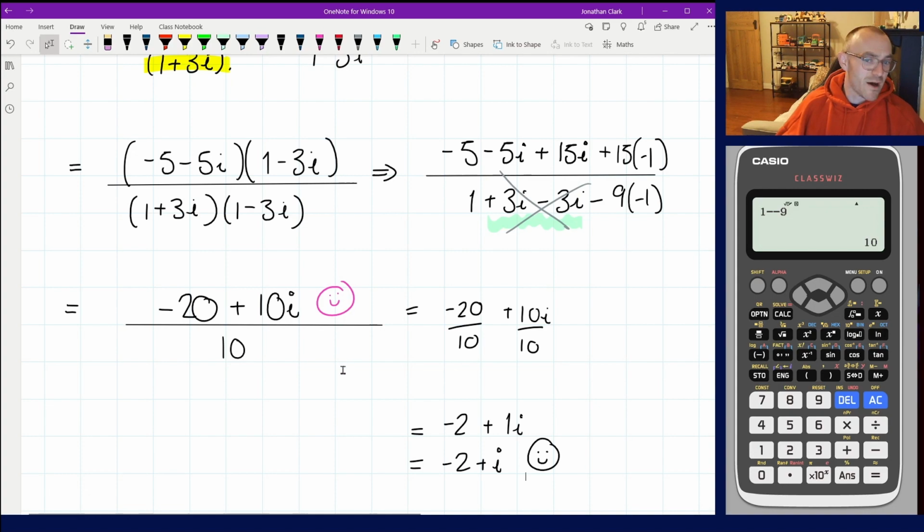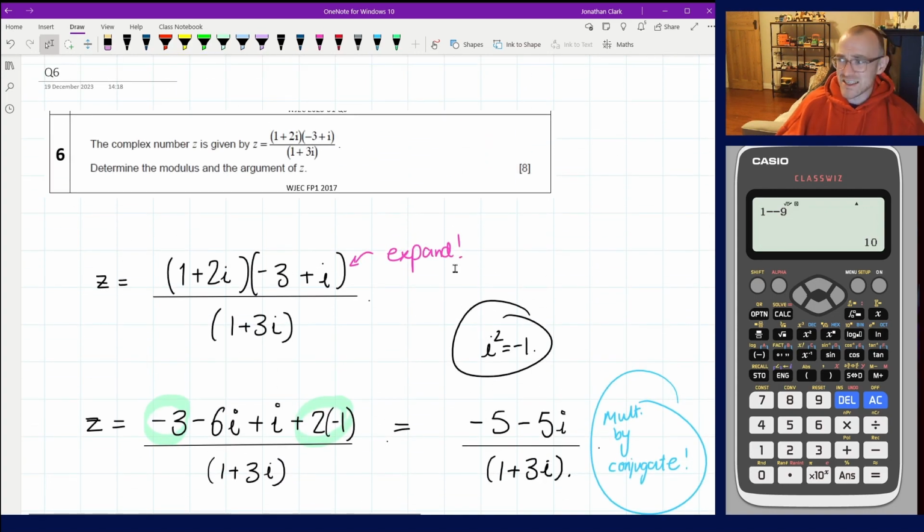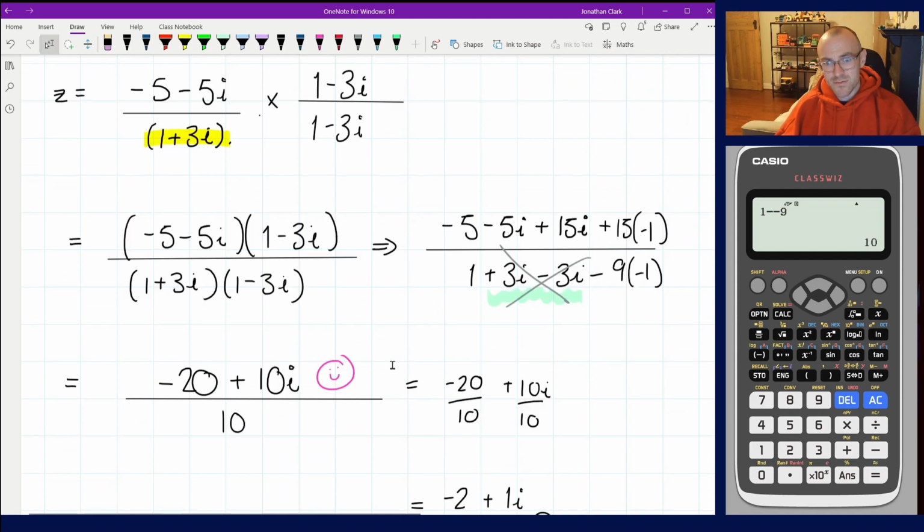That's most of the marks. I think it's an 8 marker. I think that's 6 of the marks. Quite a nice set of marks there. Still this thing to do. Determine the modulus and the argument.